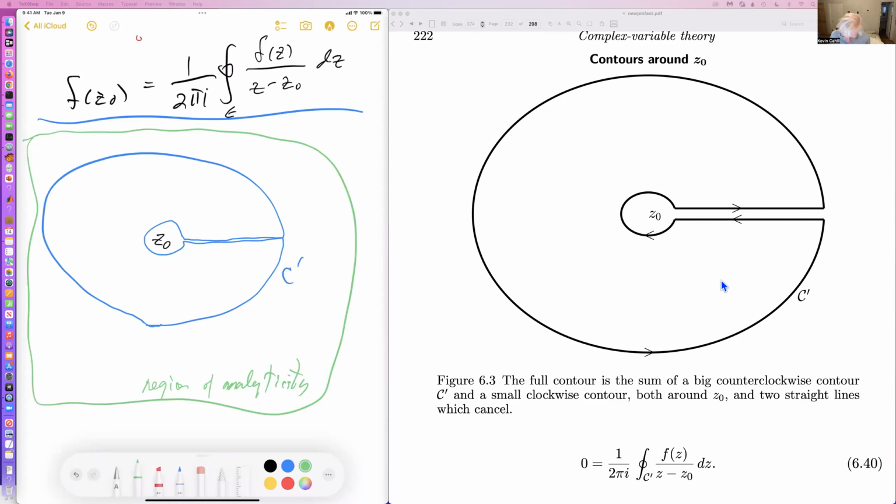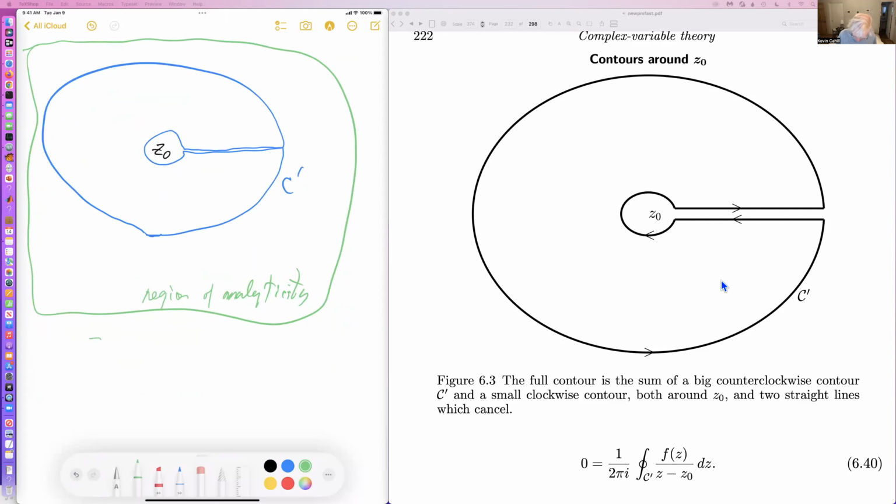Okay. So this integral then, let me change colors, black maybe. Integral along C prime of f of z dz over z minus z0. This is a closed integral, and it has no singularity inside it because you see this z0 isn't inside C prime.